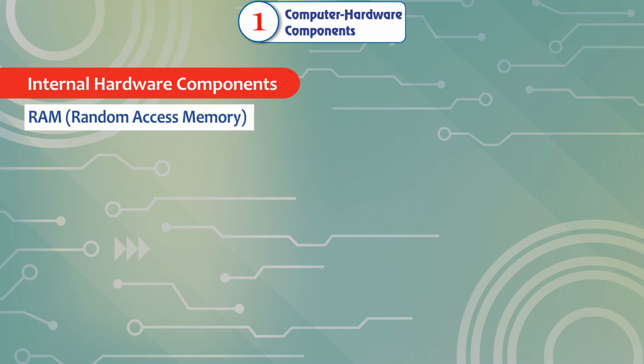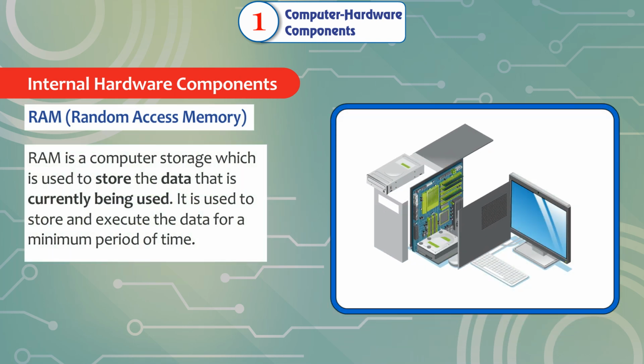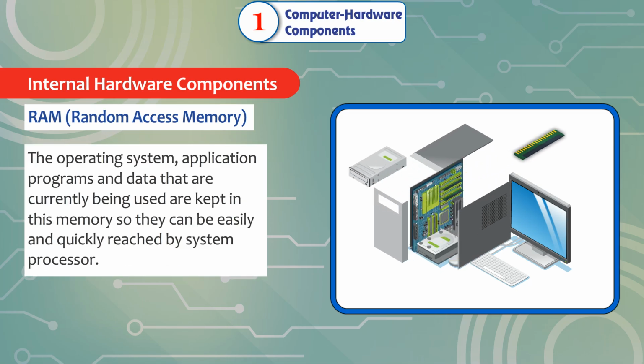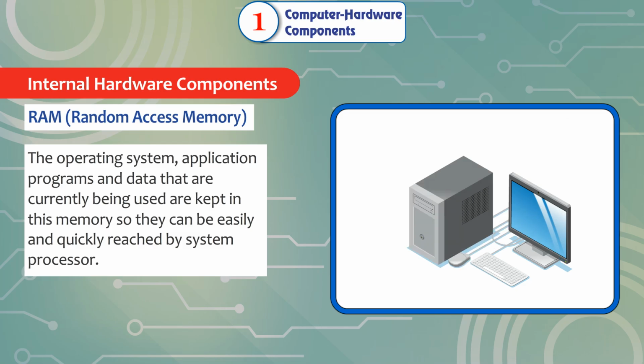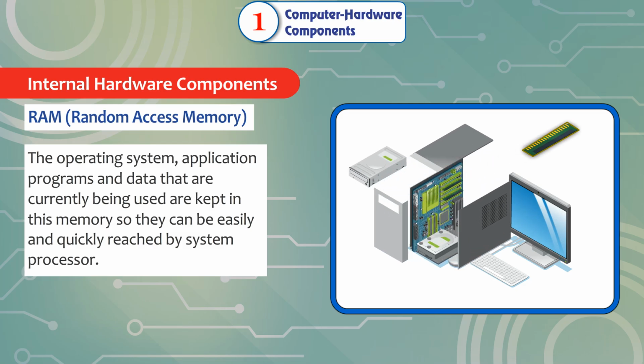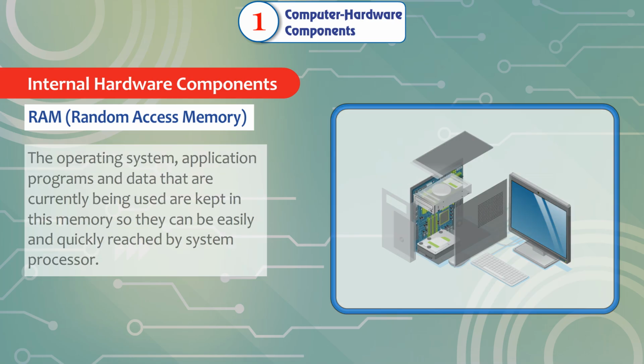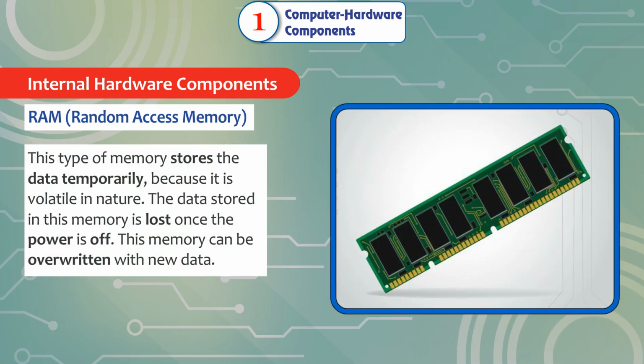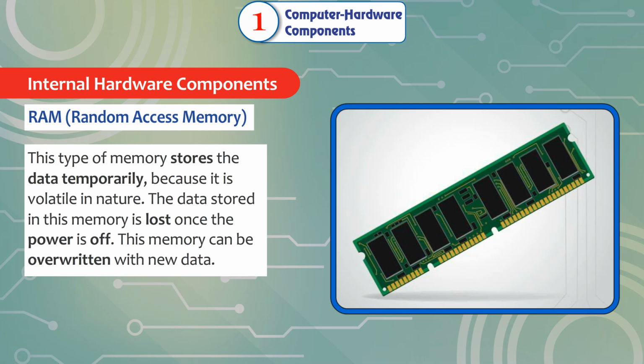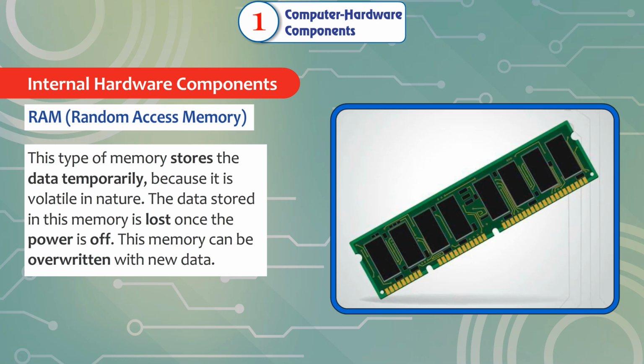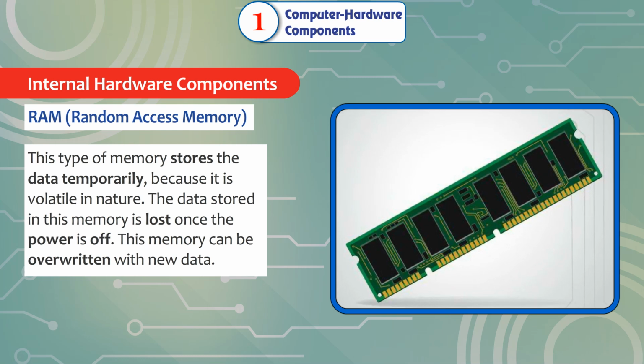RAM, random access memory. RAM is a computer storage which is used to store the data that is currently being used. It is used to store and execute the data for a minimum period of time. The operating system, application programs, and data that are currently being used are kept in this memory so they can be easily and quickly reached by the system processor. This type of memory stores the data temporarily because it is volatile in nature. The data stored in this memory is lost once the power is off.